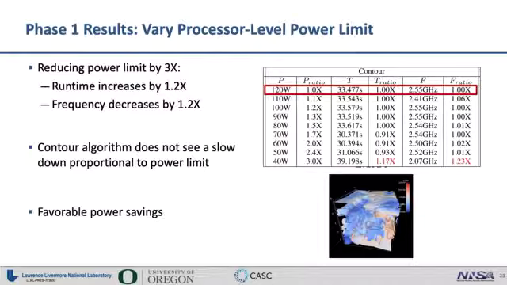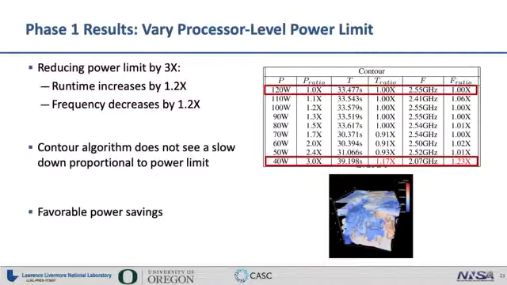So at the default power limit of 120 watts, we see that our contour algorithm, which is the one we used in this particular phase, took 33.5 seconds to run, and the clock frequency was operating at 2.5 gigahertz. Now as we start to slow down the power limit, if the contour algorithm was significantly compute bound, we would see that the T ratio would be comparable to the P ratio.